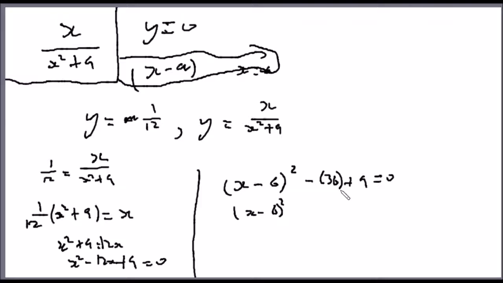Okay, it's minus 27. Okay, alright. It wasn't an easy one. So x equals 6 plus or minus 3 root 3. So they're the intersection points. That's where x equals in order for y to equal 1/12.